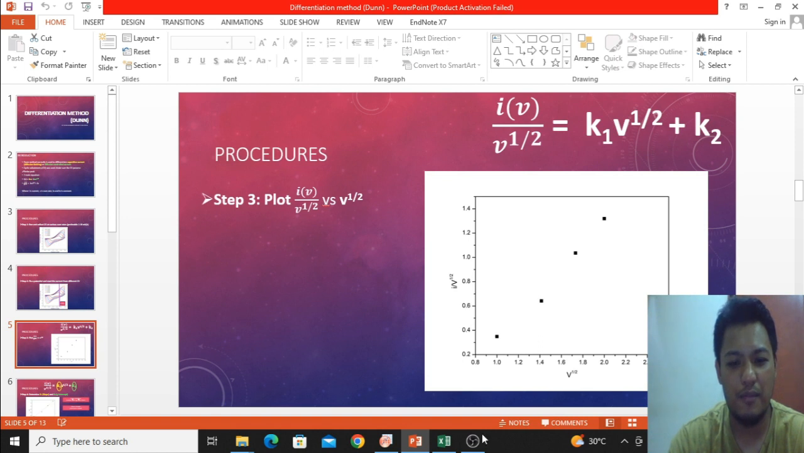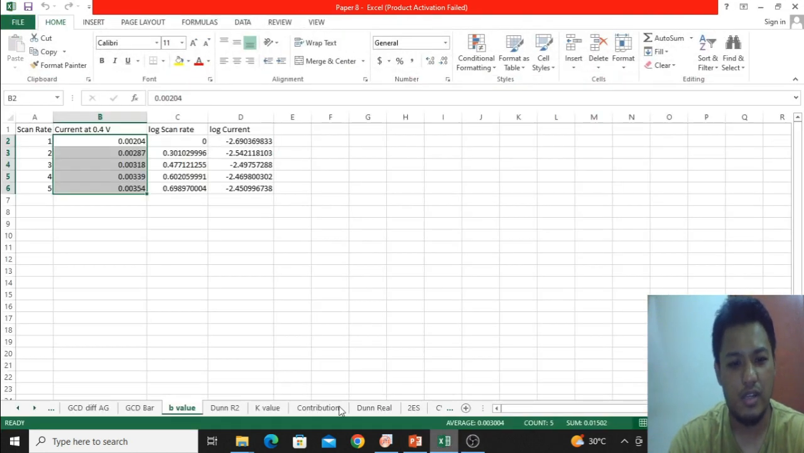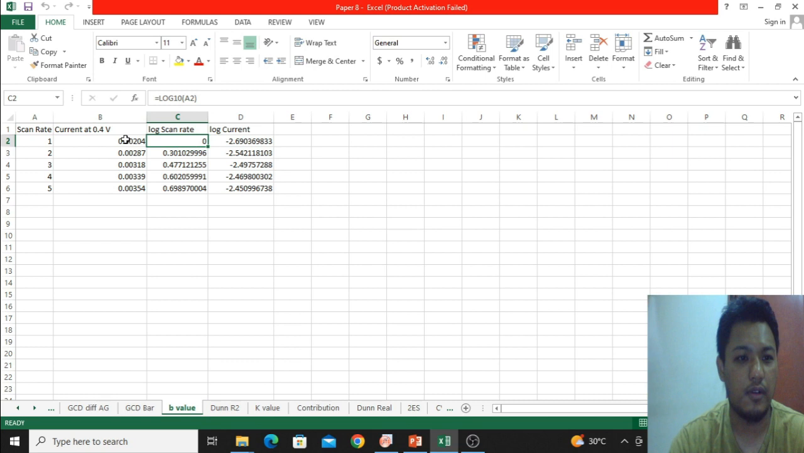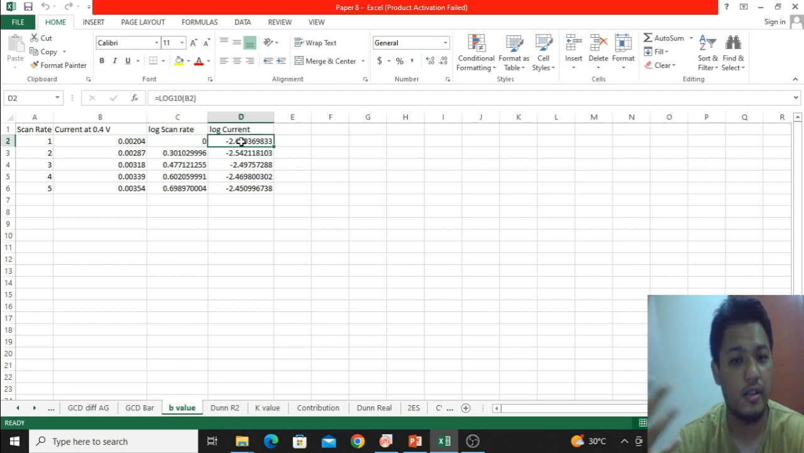Because of what you need, let me show you some Excel. First, you need to have the scan rate, the current, and this is the current that I tried to teach you to read from Origin. And you also need to have the log scan rate. This is easy, log 10 of the scan rate. And also we want the log current, which is log 10 of B2. For the log scan rate, it's log of 1, 2, 3, 4, 5. And for the log current, it's the log of the current response that you get from Origin.